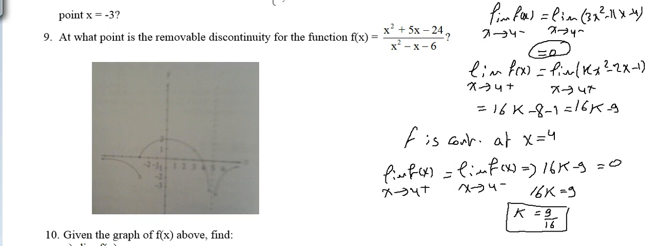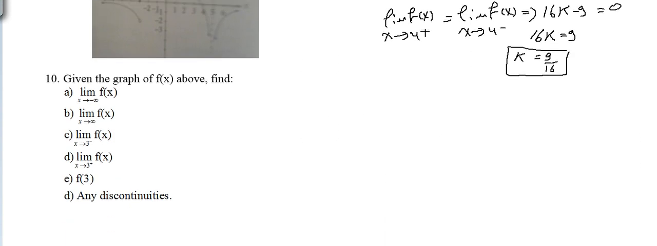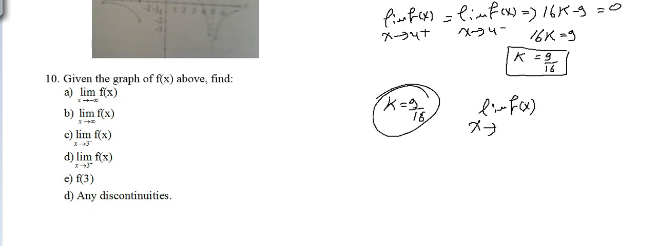We should see if this k is correct. This is the second condition, and it should also satisfy the third condition, right? Where k equals 9 over 16 now, we found the limit of f of x as x approaches 4 is equal to 0, because if we substitute 9 over 16 instead of k over here, it will give me 0.